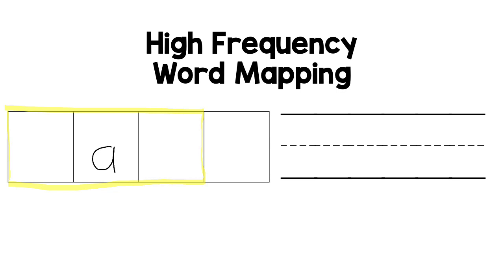Had. The last sound I hear is d. D is represented by the letter D. Now let's listen for the first sound. Had. I hear h. H is represented by the letter H. Let's sound it out. H-a-d. The word is had. There's no tricky part, so just come over here and write the word had on your worksheet with correct formation.